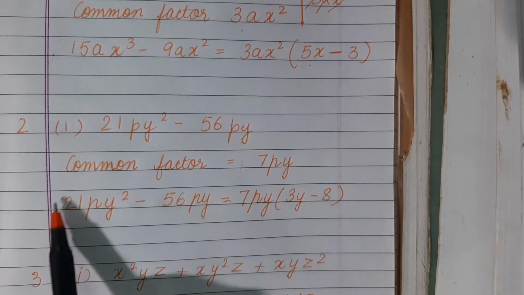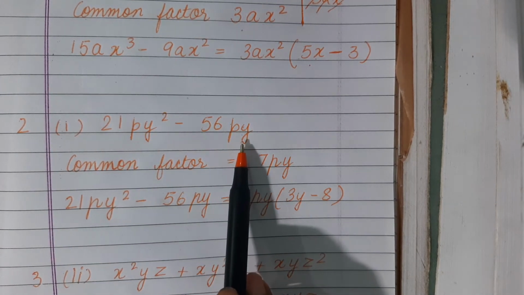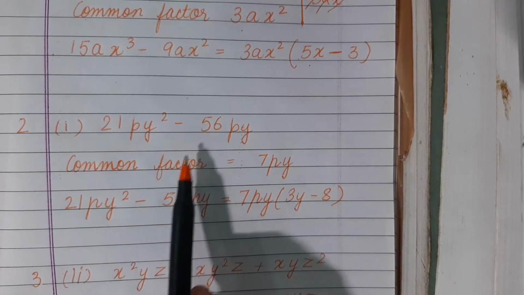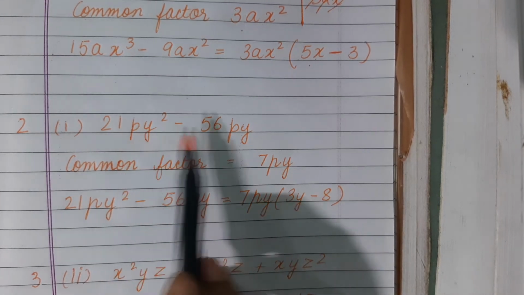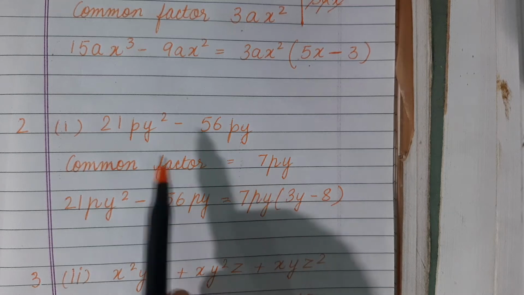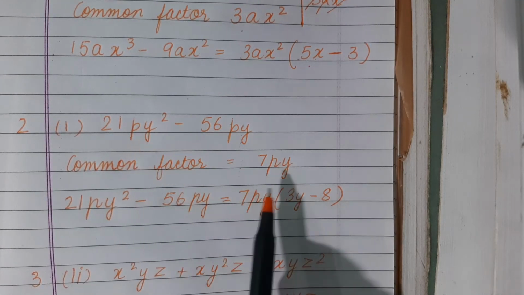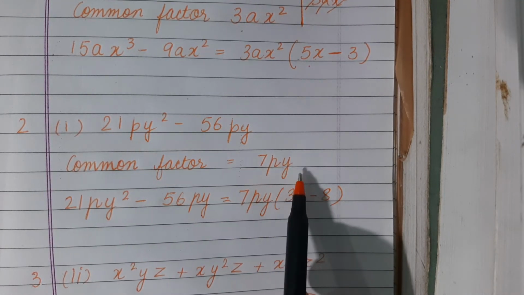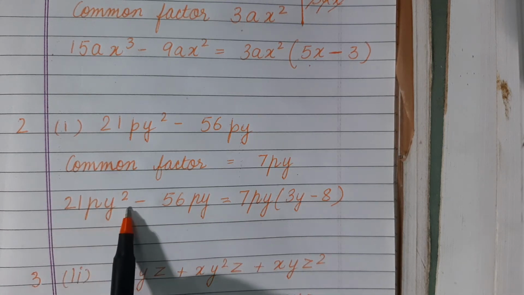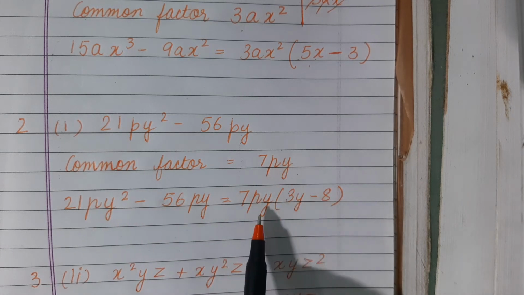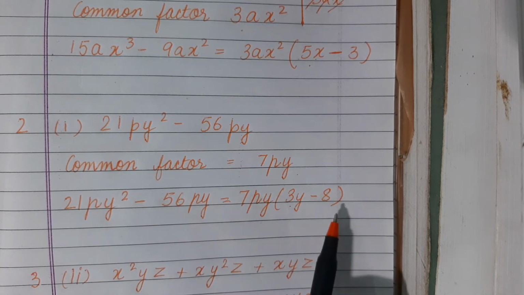Now next question. Question number 2, first one, 21py square minus 56py. Now in 21 and 56, we can say that the numerical common factor will be 7, and p is common. Therefore, p we have written as a common factor. In y square and y, y is common in both the terms. Therefore, the common factor will be 7py. Next step is we will divide it. When 21py square is divided by the common factor 7py, we will get 3y, and when 56py is divided by 7py, we will get 8.